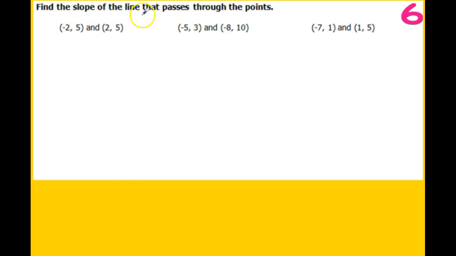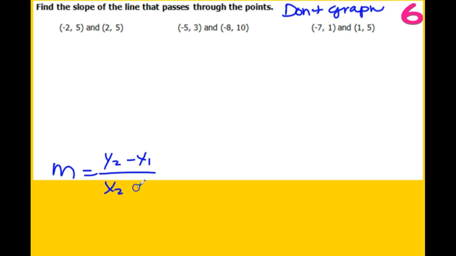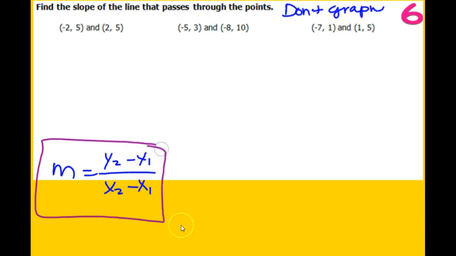Next it says find the slope of the line that passes through the points. I didn't give you graphs here because I do not want you to graph them. Don't graph. We can find the slope without graphing them using our slope of a line. There is a poster on the wall that says slope of a line, and it says y2 minus y1 over x2 minus x1. That poster is not going anywhere. You can use this equation on your test.